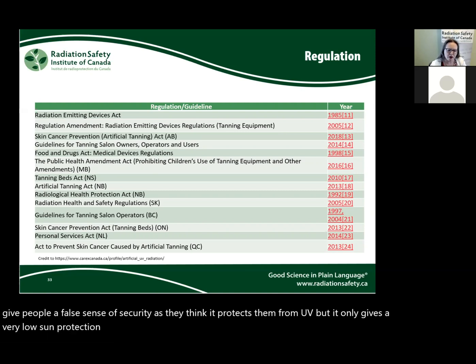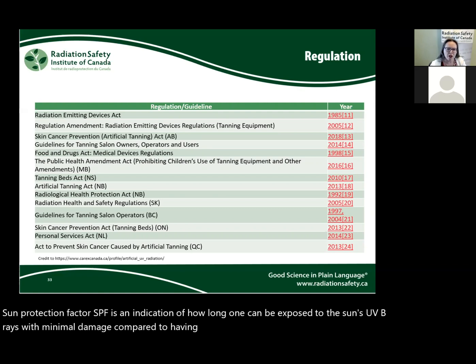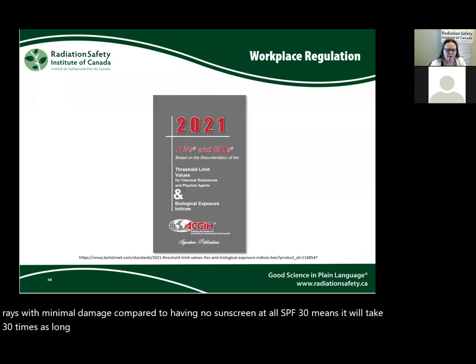Sun protection factor, or SPF, is an indication of how long one can be exposed to the sun's UVB rays with minimal damage compared to having no sunscreen at all. SPF 30 means it will take 30 times as long for skin to redden.